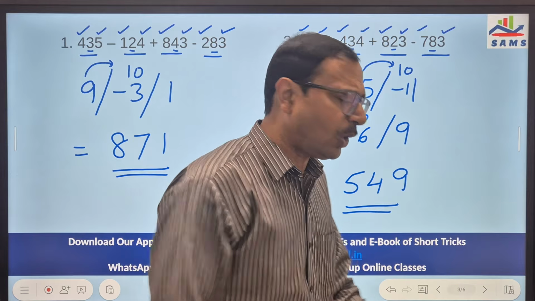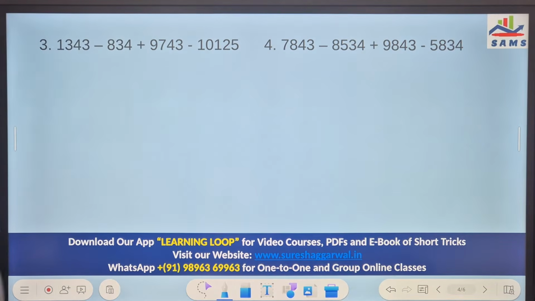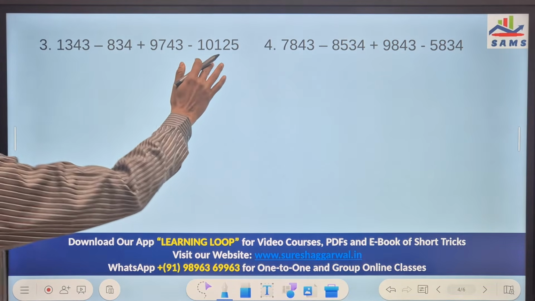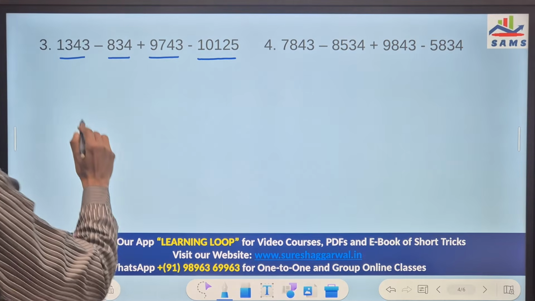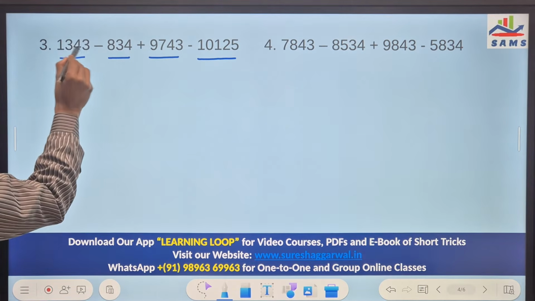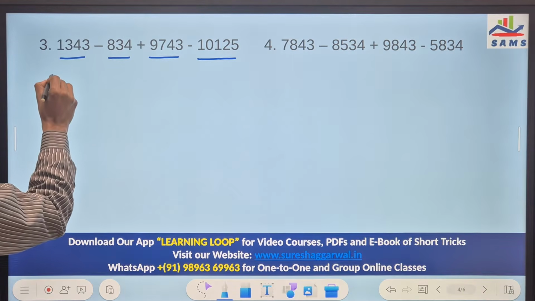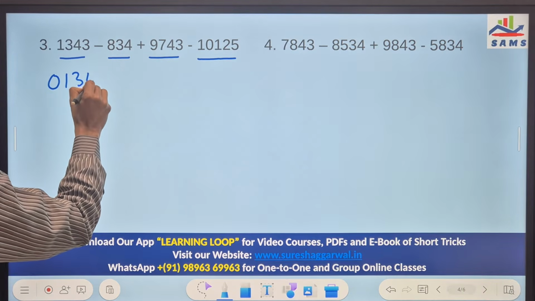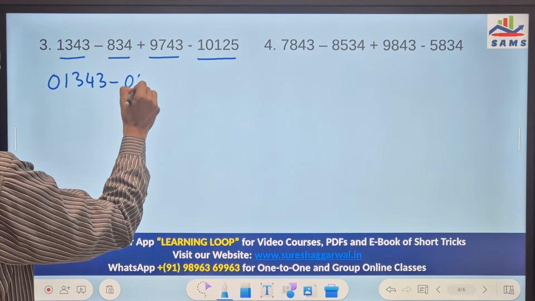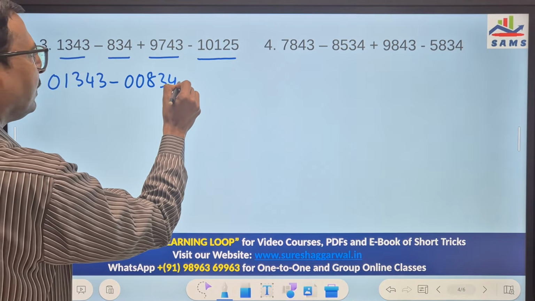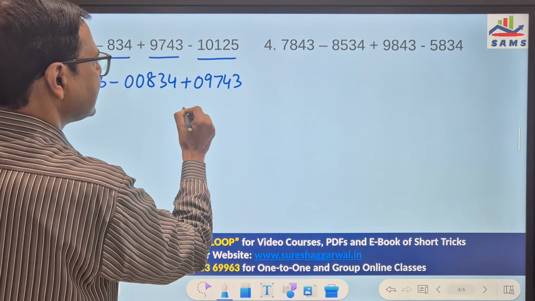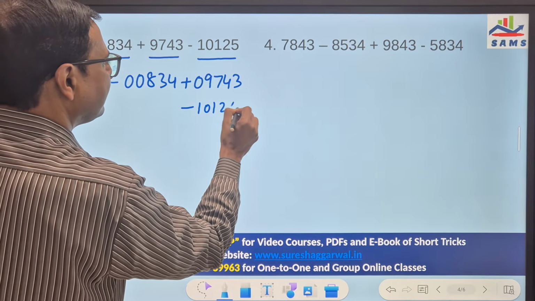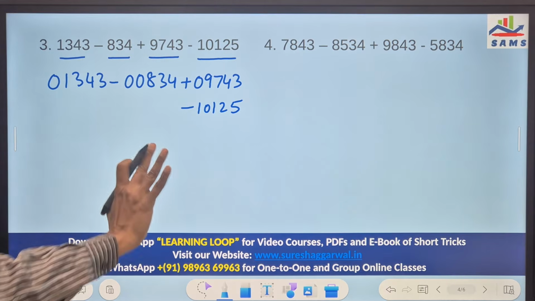Likewise, friends, you can go on and on. Let me take a question where we have different number of digits. See, 4 digits, 3 digits, 4 digits, 5 digits. So up to 5 digits. So let's convert everything to 5 digits. 0, 1, 3, 4, 3 minus 0, 0, 8, 3, 4 plus 0, 9, 7, 4, 3 minus 1, 0, 1, 2, 5. See, now all the numbers have 5 digits each.